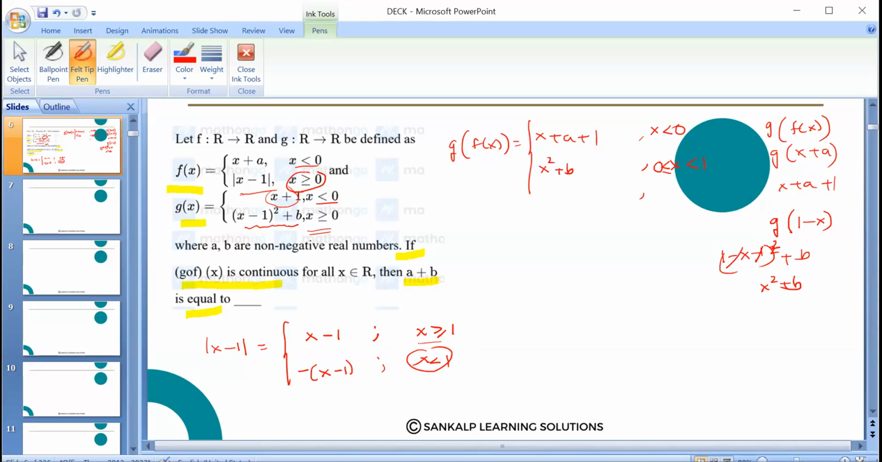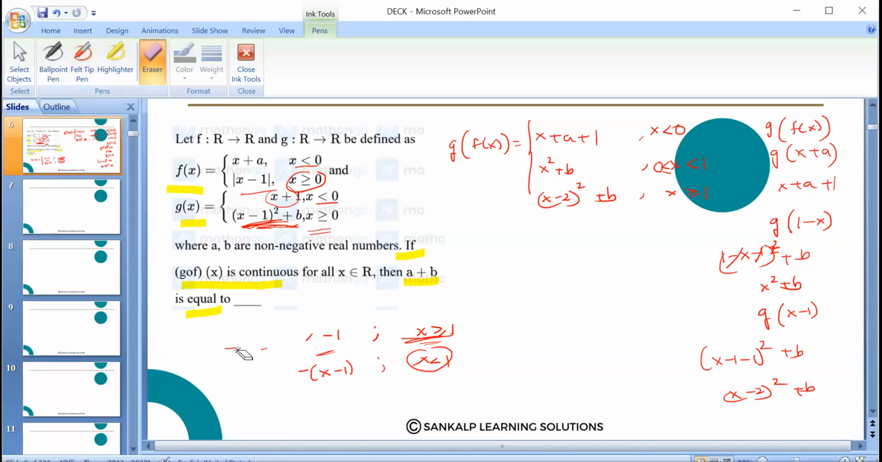Next, we have x greater than or equal to 1. When you take g of f of x, greater than or equal to 1 means I will take x minus 1. And I have to take x minus 1 minus 1 whole square plus 3. That is x minus 2 whole square plus 3. So this is how I get the piecewise function for g circle f of x.